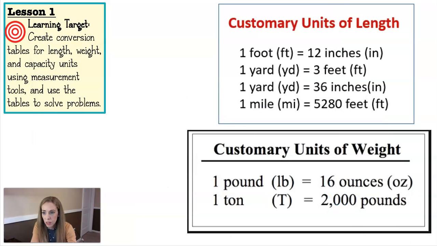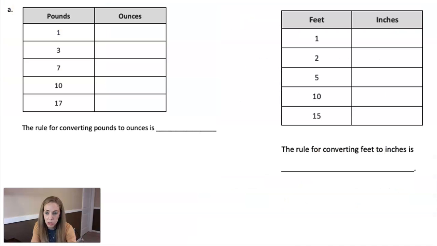Okay, so here's what they mean by conversion tables. They're just asking, if I have 1 pound, how many ounces is that? And we know from that other table, if you didn't know that already, now you know, there are 16 ounces in 1 pound. So all you're doing, the rule for converting pounds to ounces is just to multiply by 16. Okay, and so you do 3 times 16, 7, 10, whatever they're giving you. Just multiply it by 16.